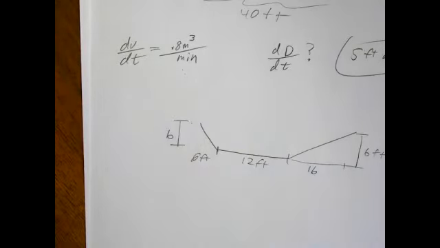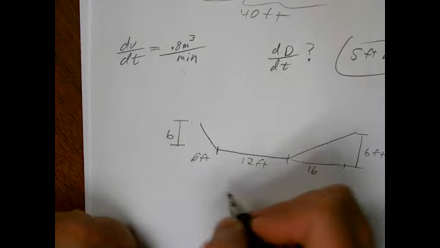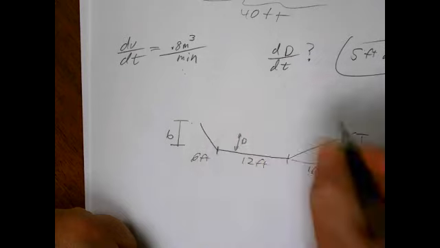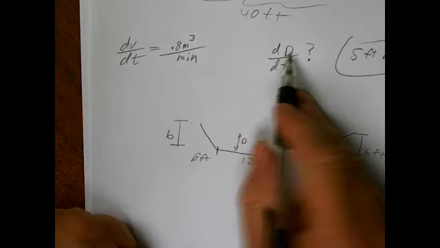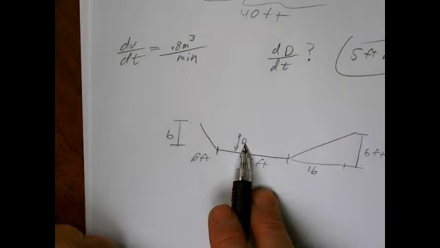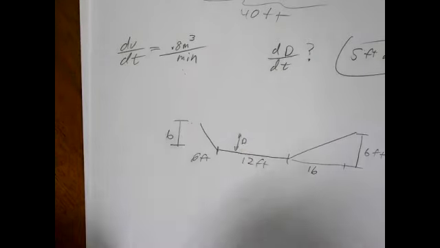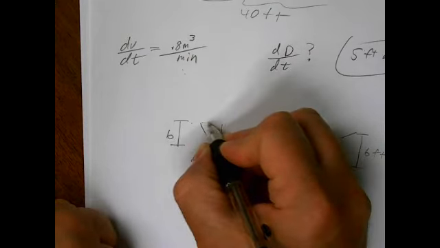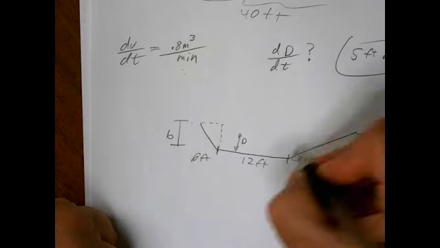All right, so I need to know when the water is at any depth D, because I've chosen D to mean depth, well, how much water is in my pool? Okay, how much water do I have when the water is at a depth of D? All right, I need to find a volume formula. And I'm going to do it by breaking this pool down into 3 pieces.